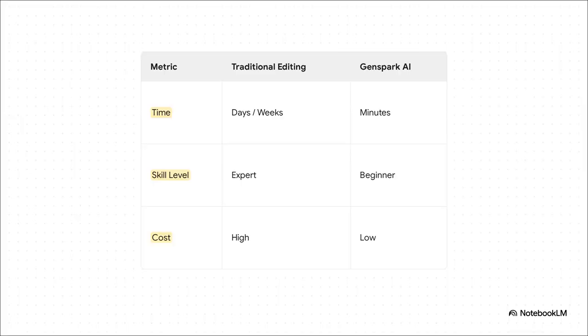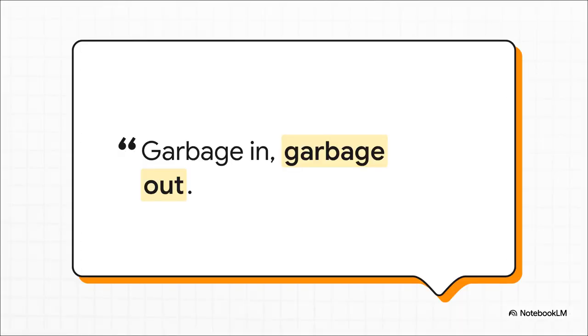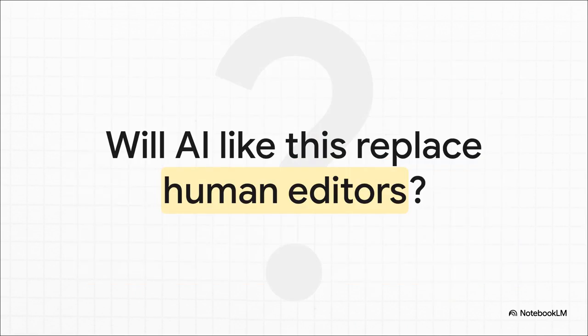And when you put the old way of editing right next to this new way, the difference is just staggering. Work that used to take days or even weeks can now be done in minutes. Skills that you used to have to go to school for are now available to a total beginner. The jump in efficiency is on a whole other level. But of course, it's not a magic wand. The AI can't fix bad footage. The old saying is still true: garbage in, garbage out. If you feed it shaky camera work with terrible audio, you're not going to get a masterpiece back. Just like with a human editor, the quality of what you put in directly determines the quality of what you get out.